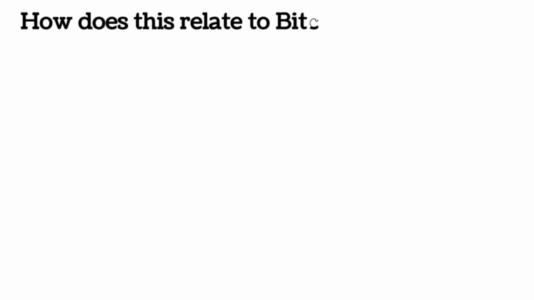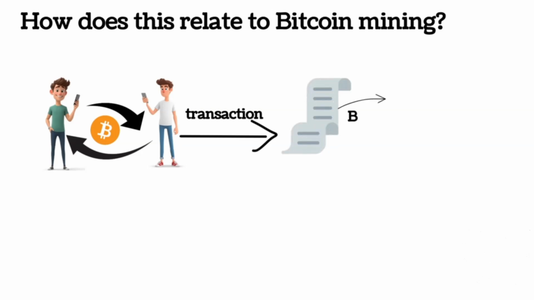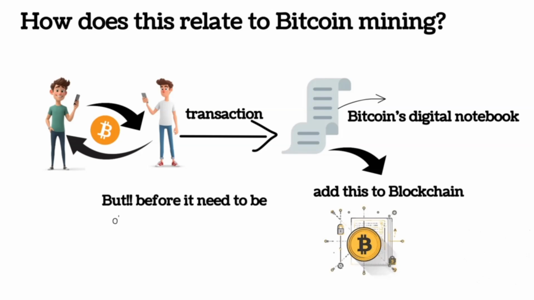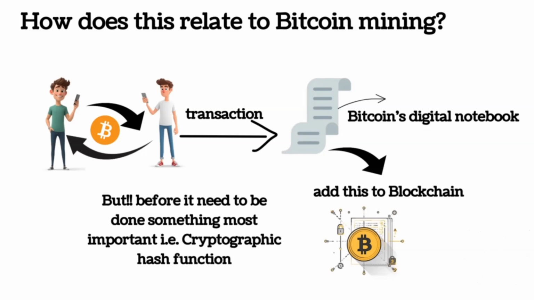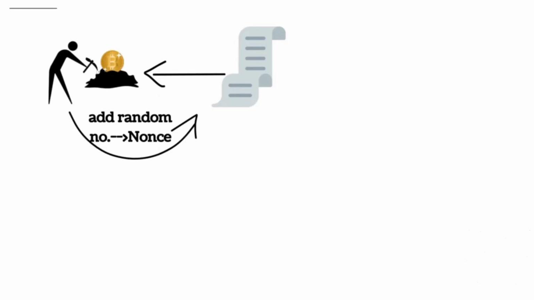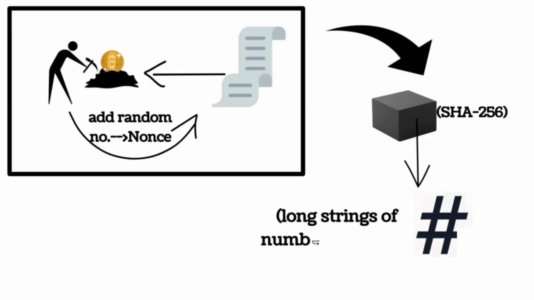So how does this relate to Bitcoin mining? Every second, people all around the world send Bitcoin to each other. All of those transactions are bundled together into a list, like a page in Bitcoin's digital notebook. These pages need to be added to the blockchain, which is Bitcoin's public record. But before that happens, something really important needs to be done, and that is a cryptographic hash function. Miners take the page of transactions, add a random number to it, which we call the nonce, and put the whole thing into this black box, which is called SHA-256. The box spits out a long string of numbers and letters, that is the hash.